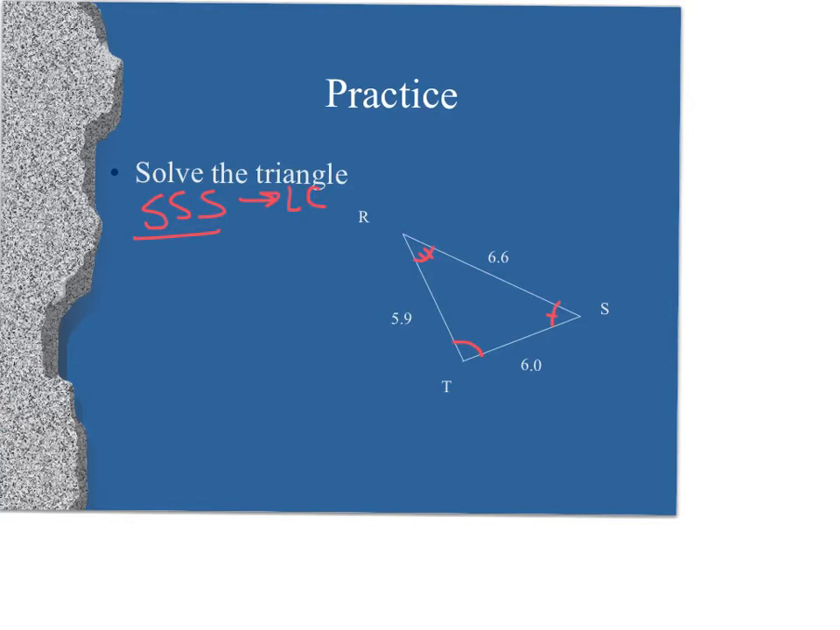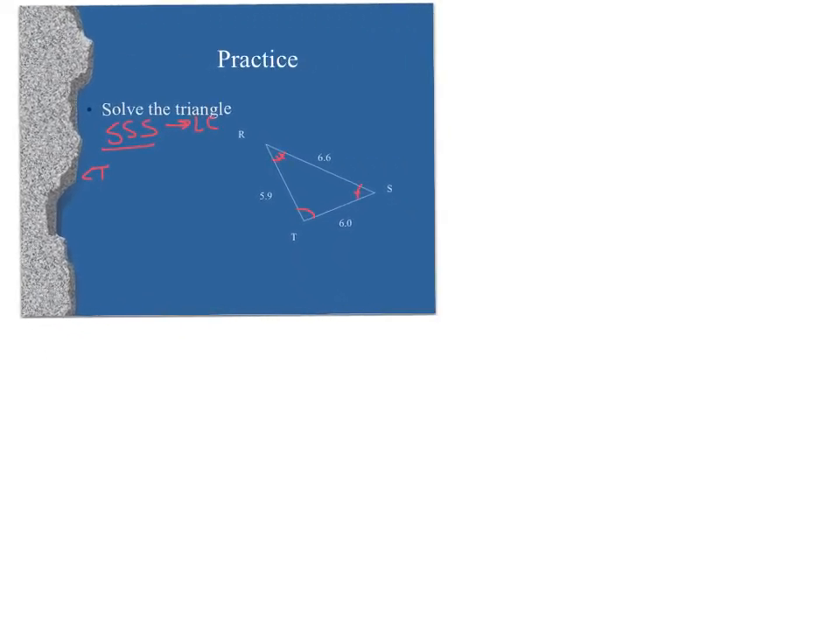So we use law of cosines. I'm going to find angle T first, just because that's what I did in my notes. I'm going to go ahead and shrink this, and we're going to set it up. In order to find angle T, it would be the opposite side of T squared, so 6.6 squared is equal to the other two sides squared added together minus 2 times those sides all times cosine of T.